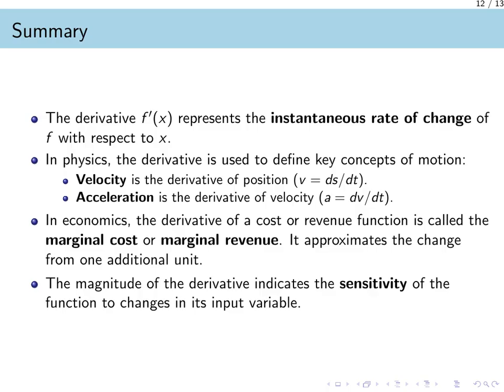We then extended this idea to economics, defining concepts like marginal cost or marginal revenue as the derivative of a cost or revenue function. This provides an excellent approximation for the change that results from producing or selling just one additional unit. Broadly speaking, the magnitude of the derivative indicates the sensitivity of a function to its input. A large derivative means the output changes significantly for a small change in the input. The essential takeaway is that the derivative provides a universal language for describing rates of change in any field.